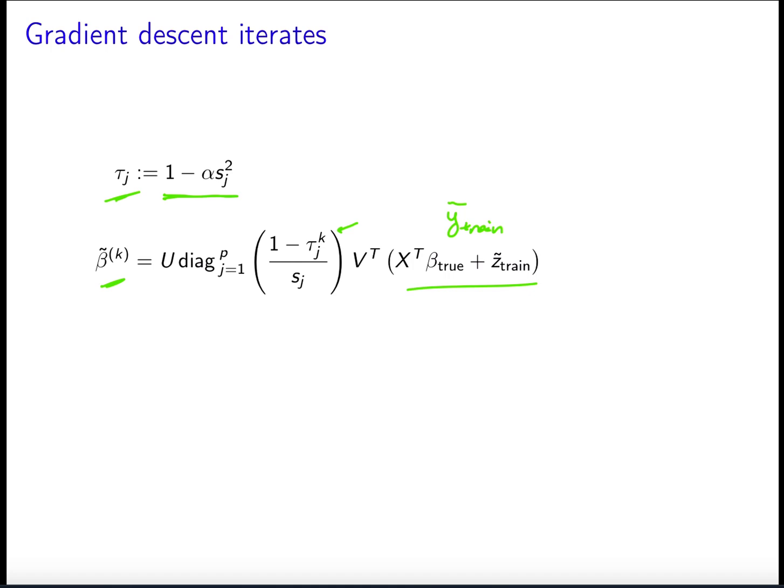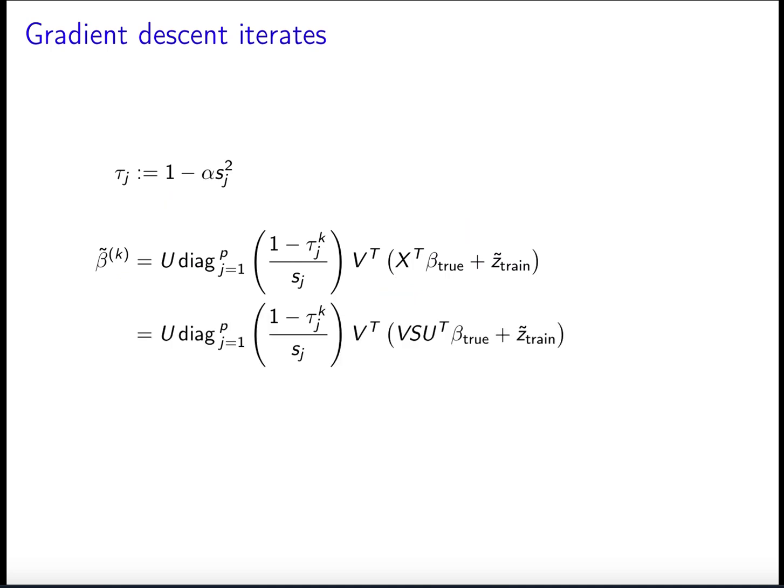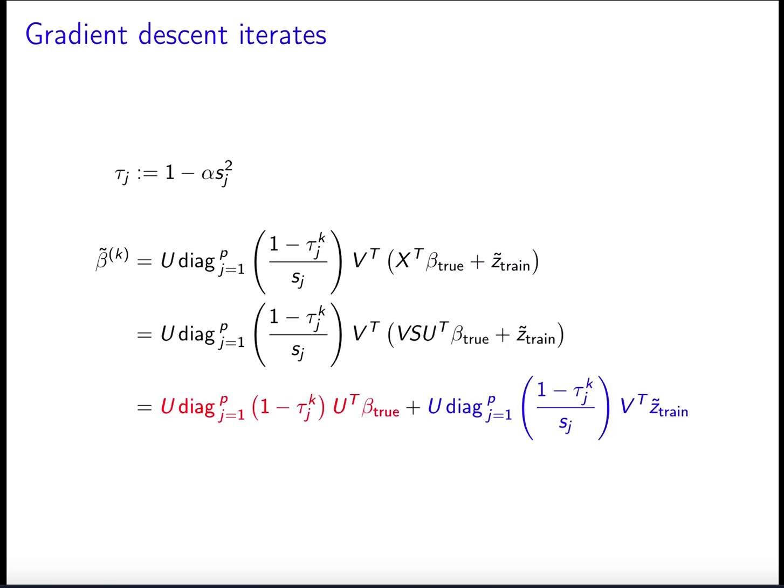Okay, so as usual, we're going to insert the SVD of X transpose there, and we're going to get some cancellations, and we end up with this expression where we have a term that depends on beta true and a term that depends on the noise. And this should probably ring a bell because this is not that different from what we had obtained when we were doing our analysis of ridge regression.